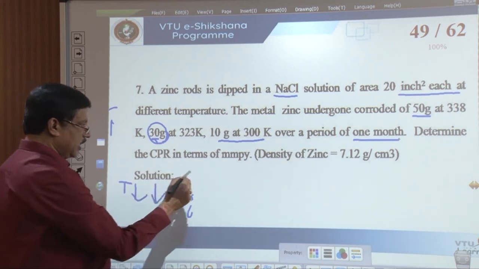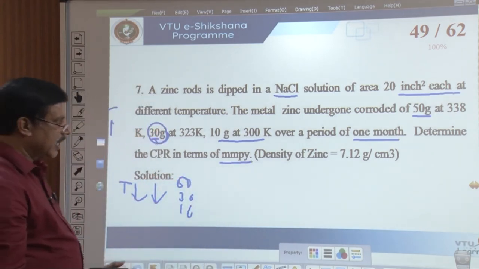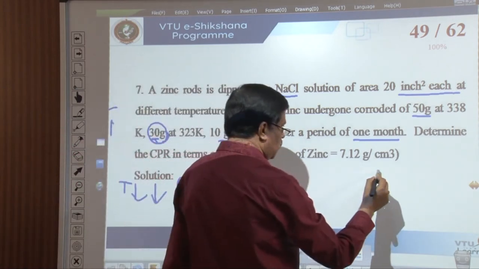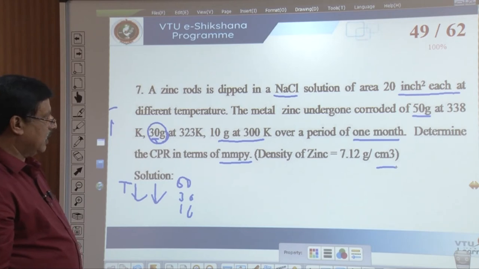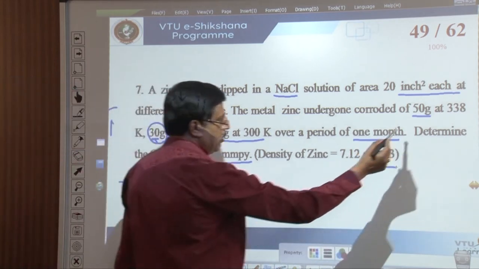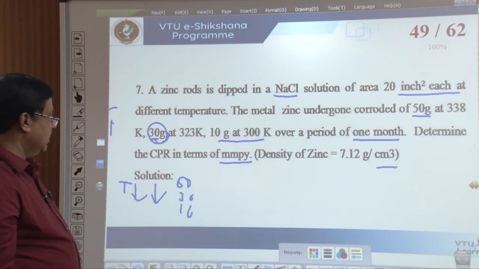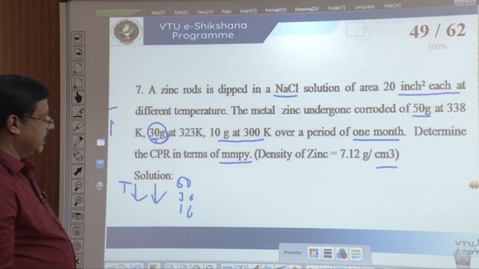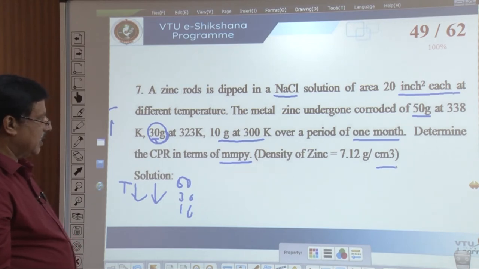Determine the CPR in terms of millimeter per year. Density of zinc is 7.12 gram per cc. Now you are going to calculate CPR in millimeter per year, depending upon the temperature: one at 338 Kelvin, another at 323 Kelvin, and another at 300 Kelvin. Okay, as temperature increases, corrosion rate also increases.